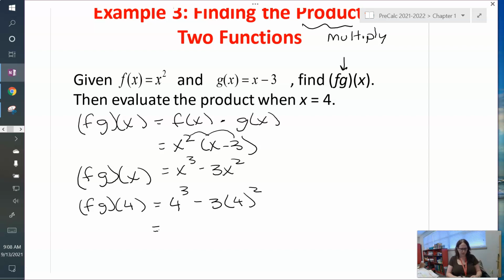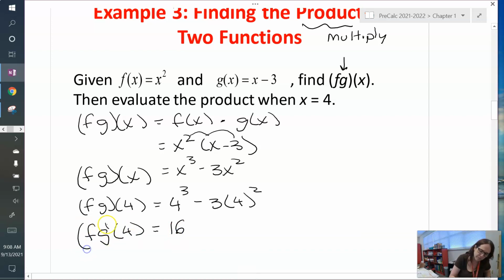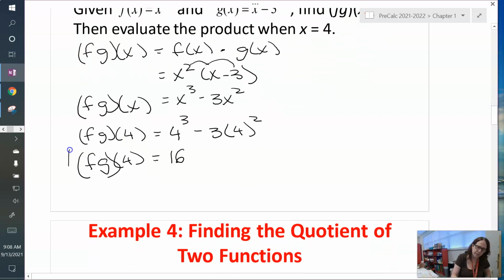I hit a wrong button on my calculator. So 4 cubed minus 3 times 4 squared. I got 16. So that's our answer there.